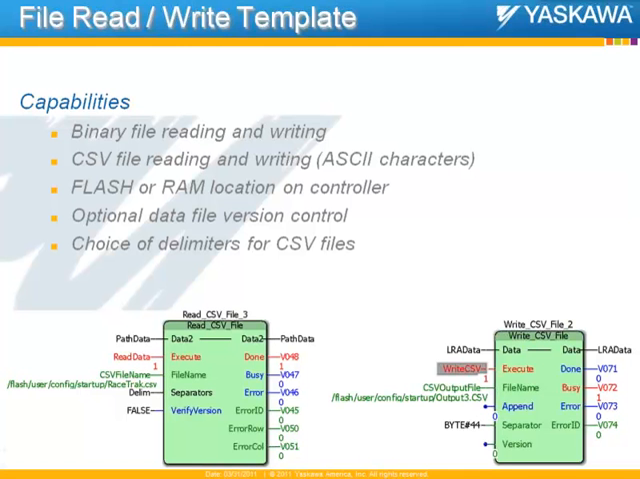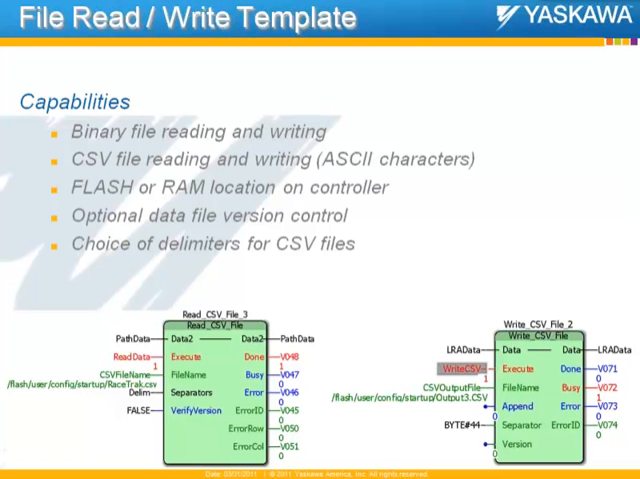And additionally, you can pick what kind of delimiter you'd like to use with the CSV file. So it can be a tab, it could be a comma, it could be a semicolon, and that's available as a function block input, as shown here on the read CSV file.